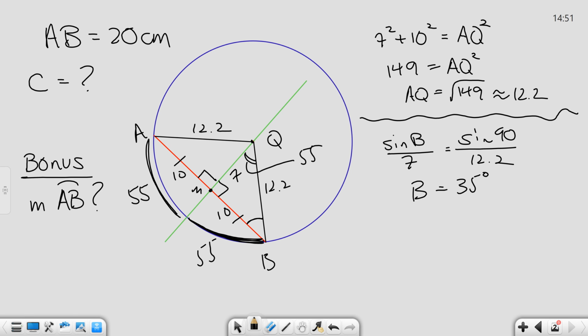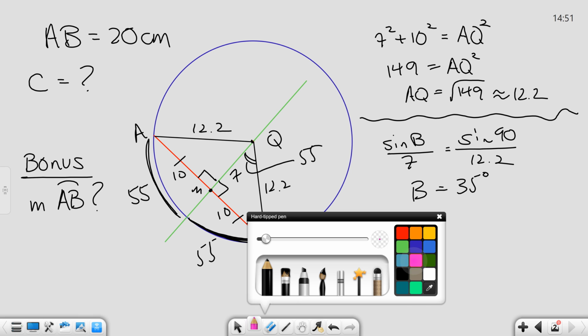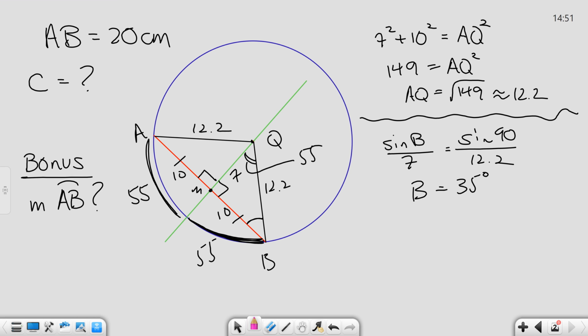Method number 2. Just some plain old straight up right triangle trig. The tangent of angle, let's call this angle alpha. Angle alpha is equal to 10 over 7. Alpha equals 55, and we proceed from there. Okay? Now, I know you guys did that, right? Straight right triangle trig. What did you guys do?